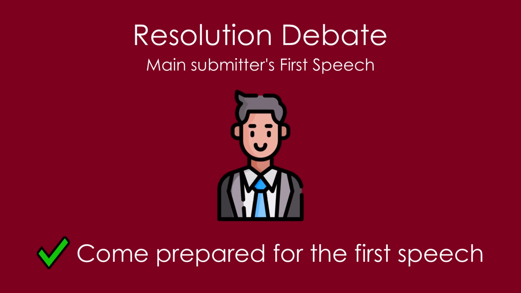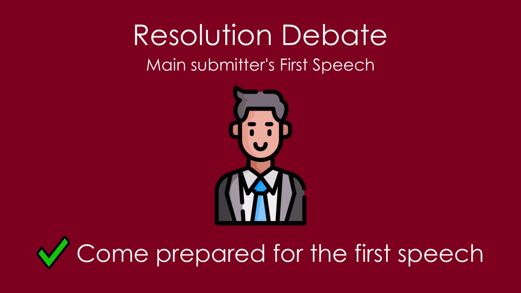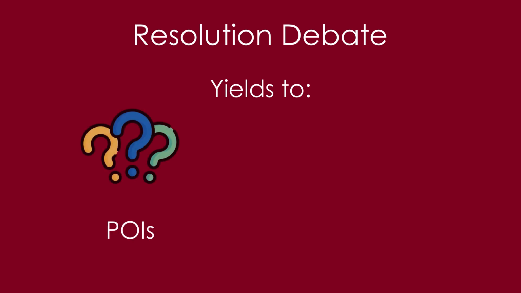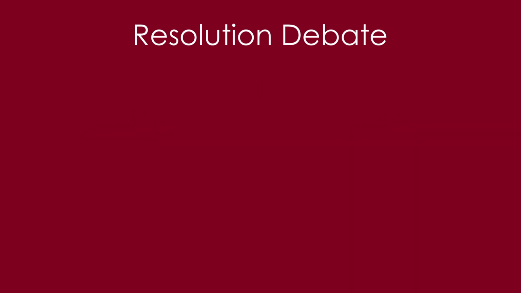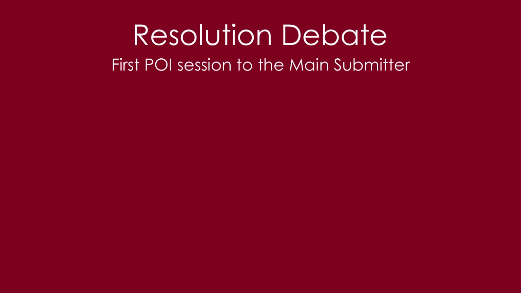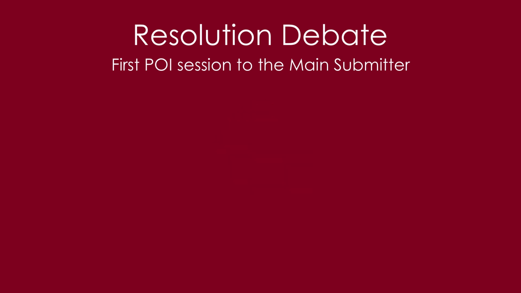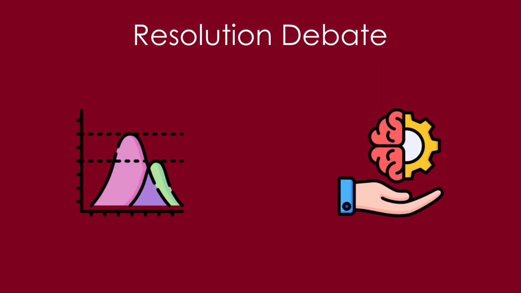The delegate of Australia. If you know that you're going to be a main submitter, it is suggested that you come prepared with your first speech in advance. Following this, the main submitter yields, typically to POIs and then to one of the co-submitters, although not mandatory. This first POI session to the main submitter is one of the largest and most impugned ones, for which the main submitter is expected to come wholly prepared to defend their clauses, be it by bearing in mind relevant statistics or just by being mindful and practical at the podium.